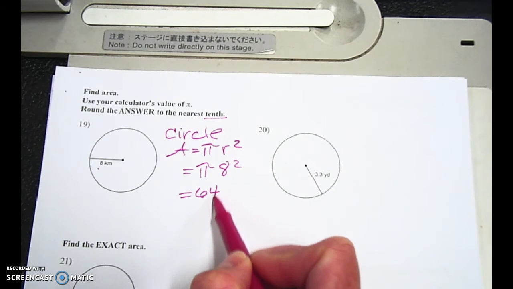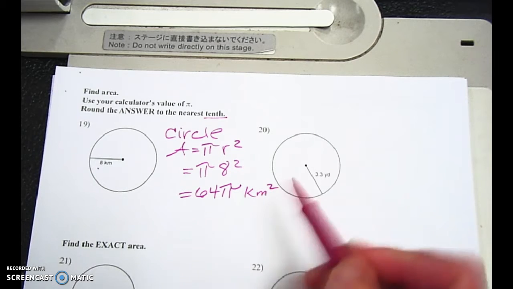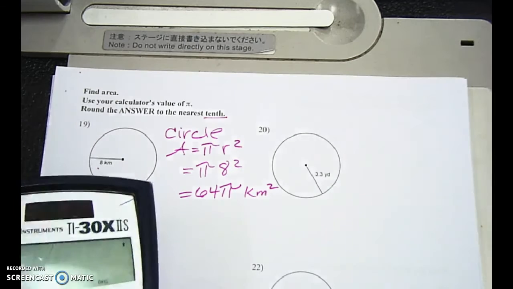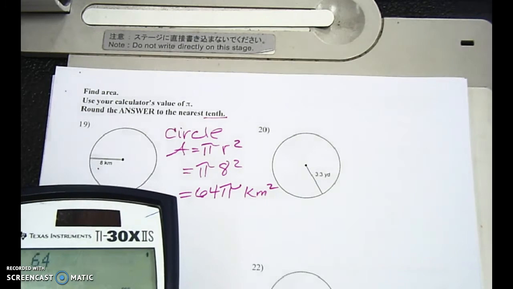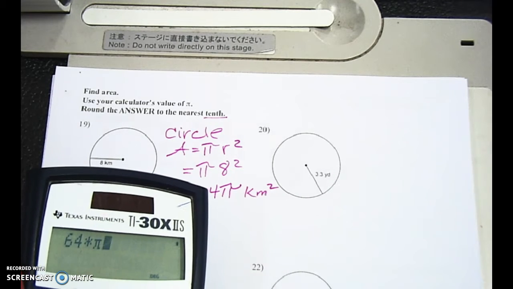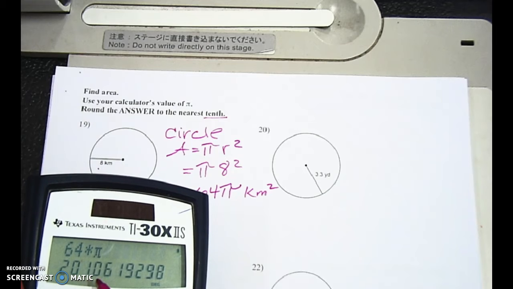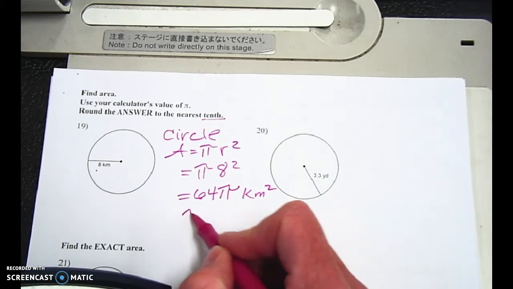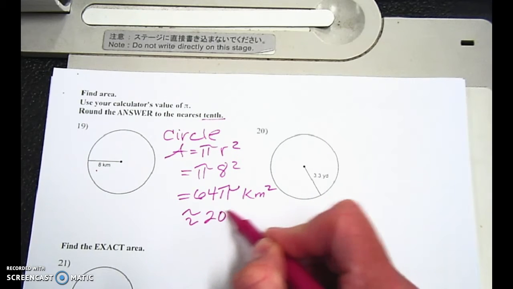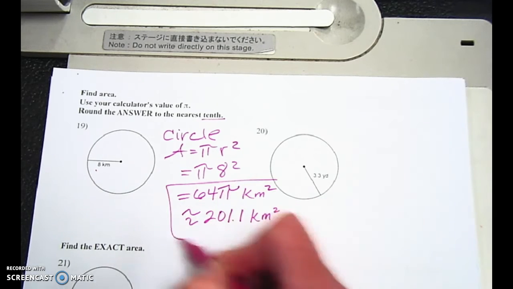And we should get 64 pi. That's an exact answer in kilometers squared. They want the pi answer, so we take 64 times the pi button. Hit the equal sign. I got 201.0, but that's a 6, so we round up to 1. And that's in kilometers squared.